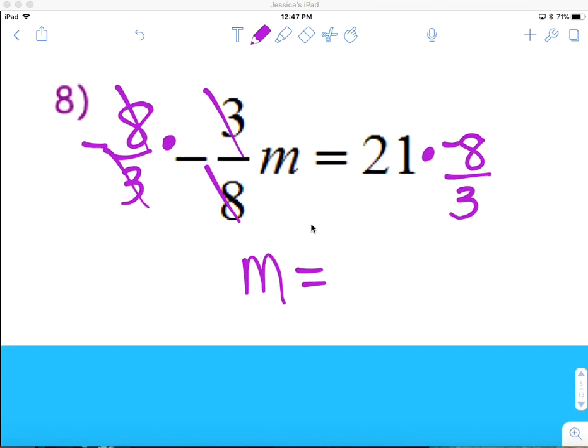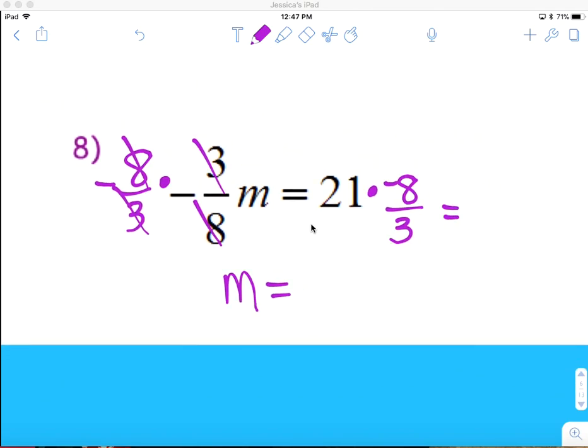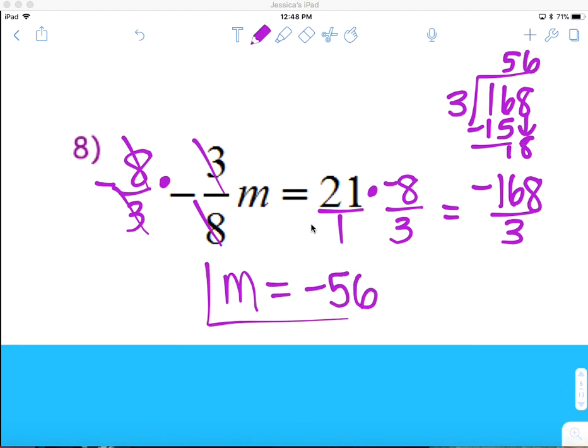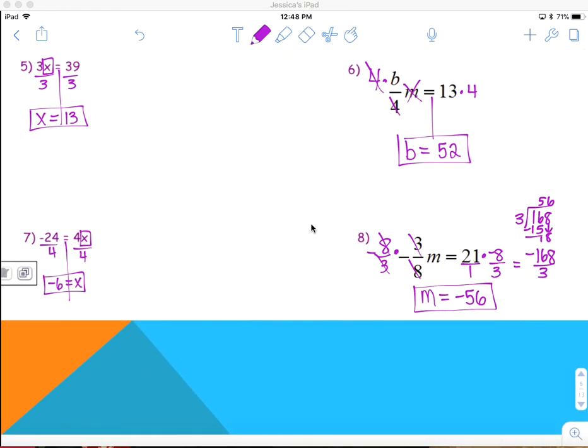On the right, 21 times negative 8 is negative 168. And 1 times 3 is 3. This is going to reduce to, let's see, to 56. So my final answer on this one would be negative 56. Be careful with your signs on that.